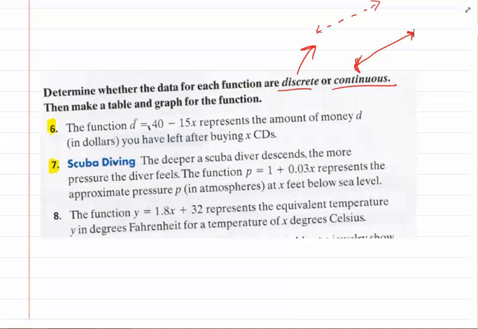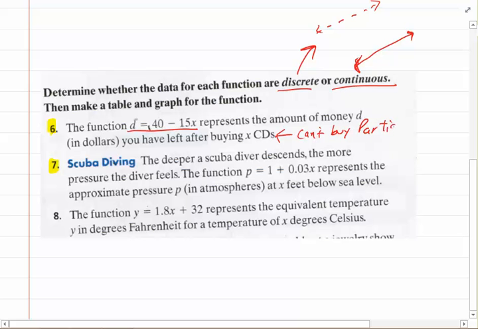So if you look at number 6, D equals 40 minus 15x represents the amount of money D in dollars you have left after buying a CD. Okay? So the question is, do you think the data is going to be discrete or continuous? Now, this is going to be discrete because you can't buy partial CDs. Right, so it's going to be 1 CD, 2 CDs, and 3 CDs. Okay. Look at number 7.